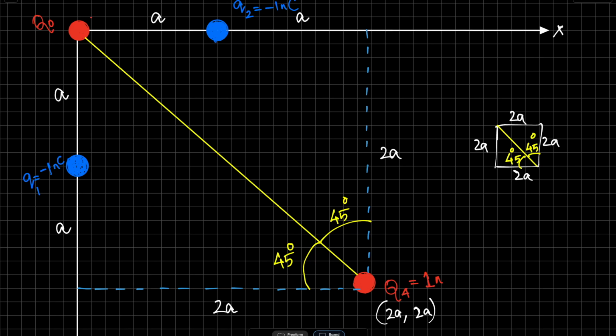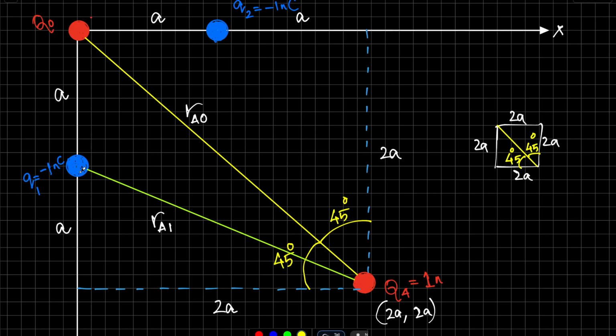Now I'm going to draw a line connecting Q1 and QA, using a different color. I'm going to find this distance. This is connecting charge A and charge 0, right? So I'm going to call it RA0. This is connecting charge A and charge 1. So I'm going to call it RA1. Okay, let's find RA1.